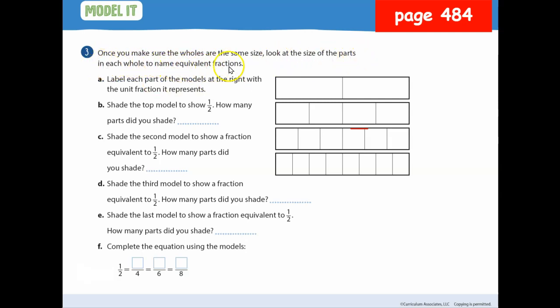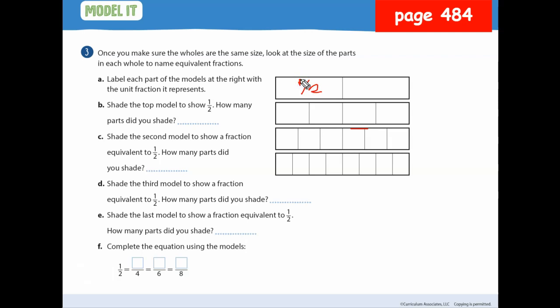In each hole, name the equivalent fraction. So label each part of the model at the right with the unit fraction it represents. So like this. Okay. What's the fraction for the first square right here? This one. 1/2, right? So put a half in the first one.